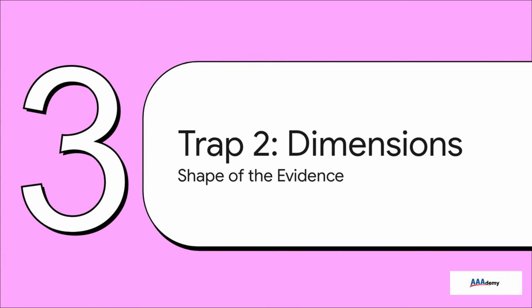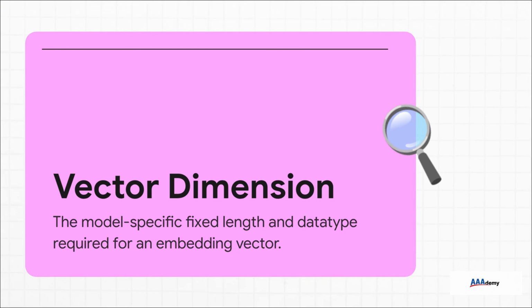All right, Section 3. Trap 2, dimension mismatches, checking the shape of the evidence. So what if the data is fresh, but the search is still rejecting or misranking rows? That brings us to checking the actual shape of our evidence. Vectors aren't just random strings of data. Every vector has a strict geometric shape, known as its dimension, which is entirely dictated by the model that generated it. For example, one model might output an array of 768 floating point numbers, while another model outputs 1536.